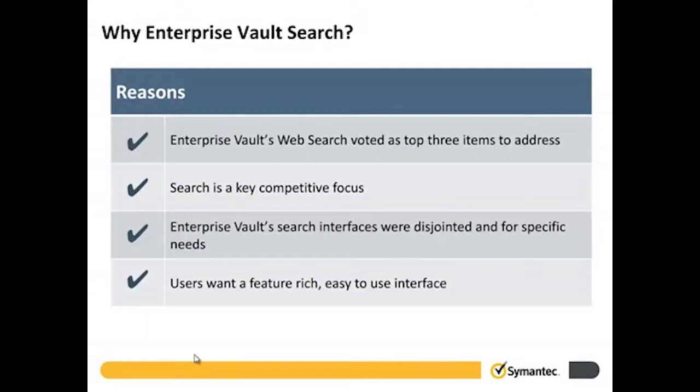EMC, Microsoft, and Autonomy are investing in providing users with rich information retrieval tools to enhance user productivity. Enterprise Vault search interfaces were disjointed and built for specific needs. Retiring existing multiple search interfaces allows engineering to focus on a single interface. Users want a feature-rich, easy-to-use interface.